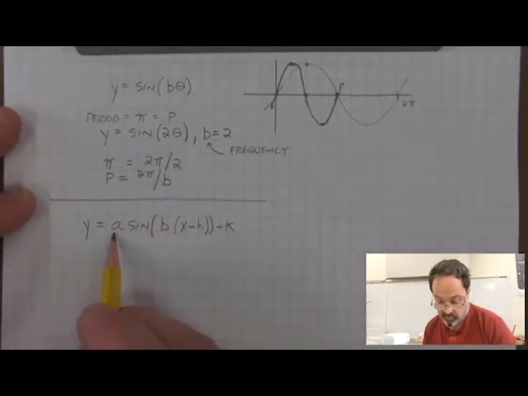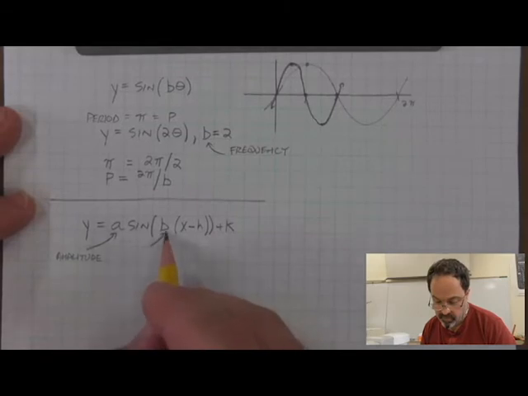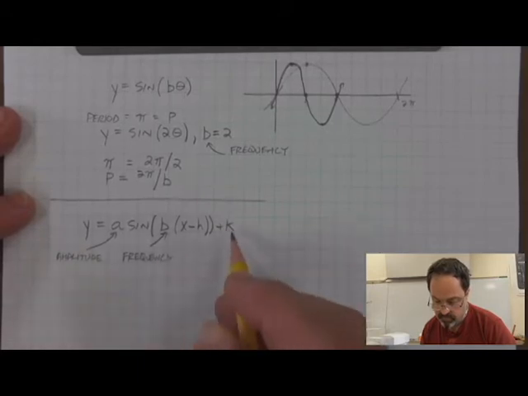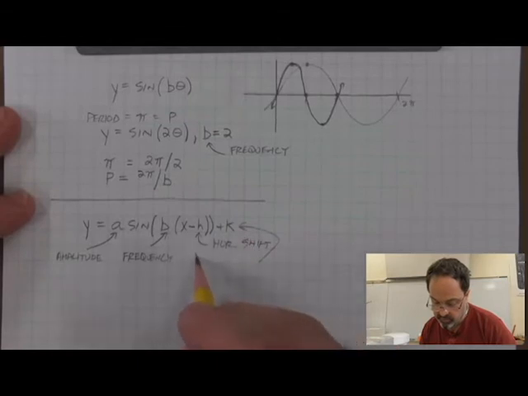These parameters: A is the amplitude, B is the frequency, H is the horizontal shift, and K is the vertical shift.